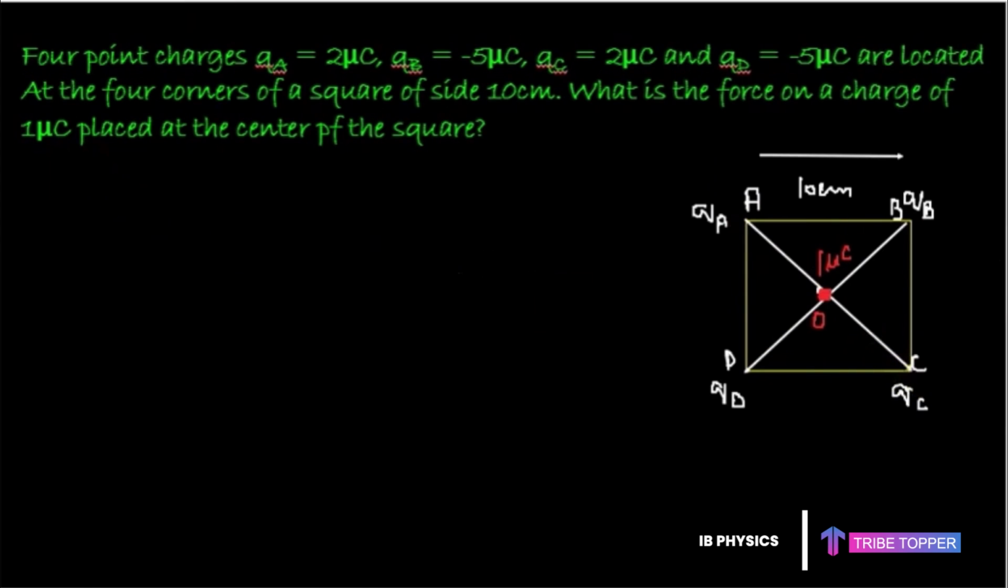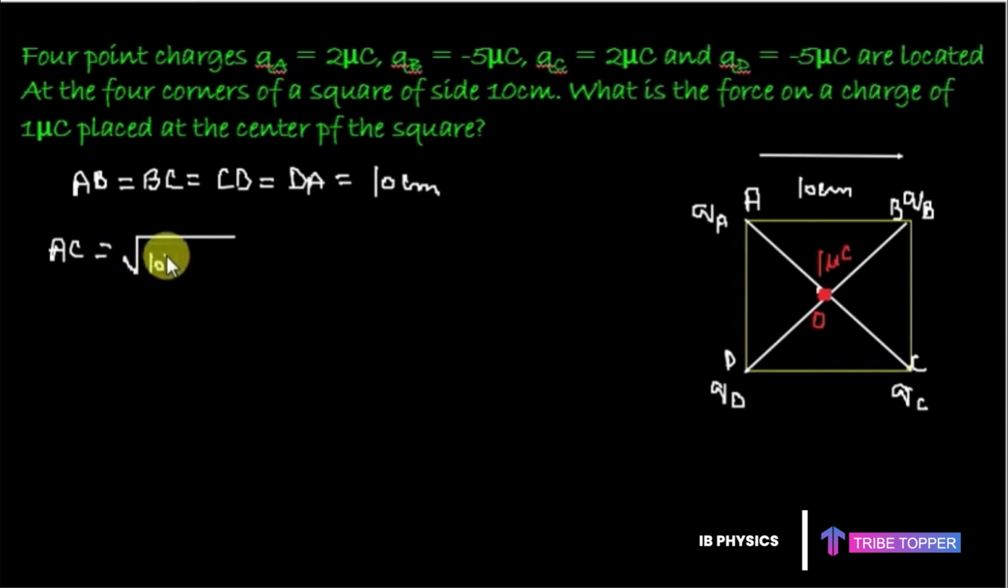Now, first of all, we write down that AB is equal to BC is equal to CD is equal to DA, each side is equal to 10 centimeter. And now, what's the length AC? By Pythagoras theorem, AC would be square root of 10 square plus 10 square, as it gives the hypotenuse of the right angle triangle. So that's root 2 times 10, or 10 root 2 centimeter. Now that's my diagonal. Therefore, what is half of the diagonal? That's AO, that would be 5 root 2 centimeter.